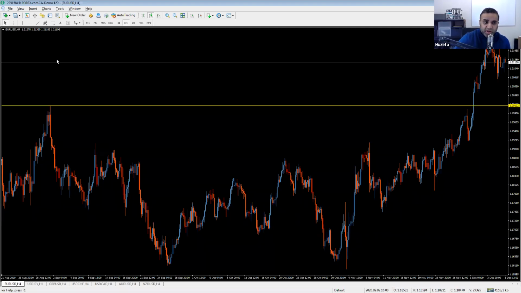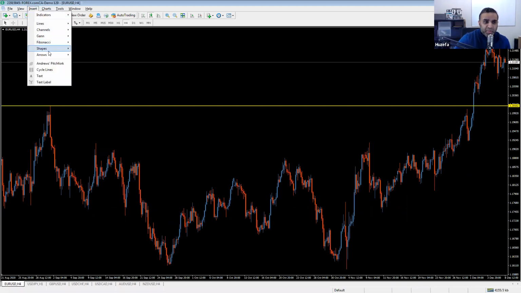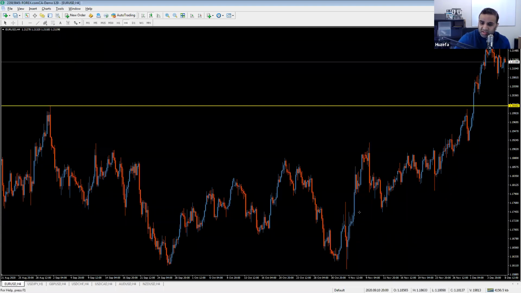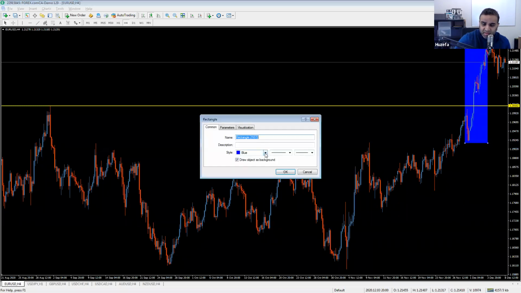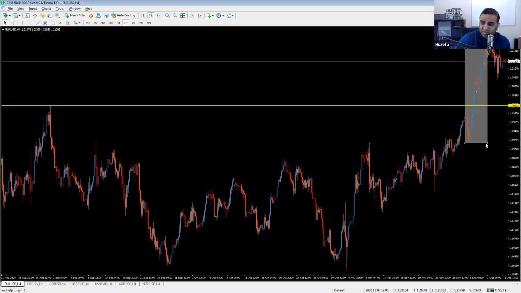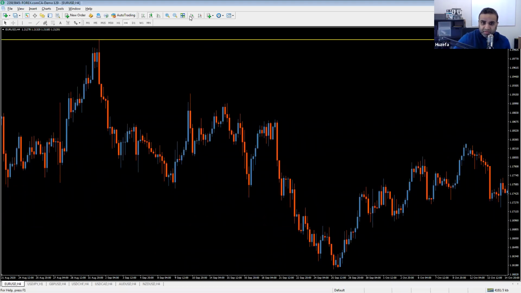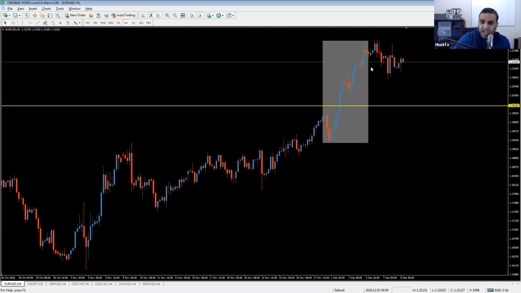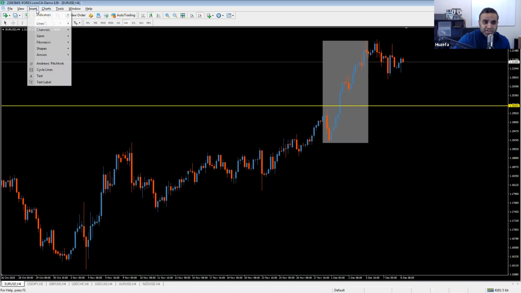So we've seen what I call an impulse move. I'll put a rectangle. So, started off this trend. There's a nice kind of impulse move here. Let's give it a nice, better color. There you go. And now it's starting to correct. So you're starting to see this correction around here.